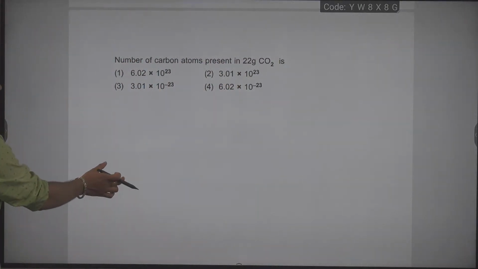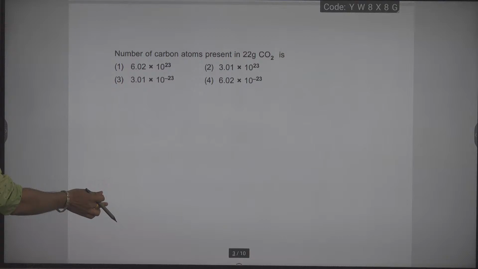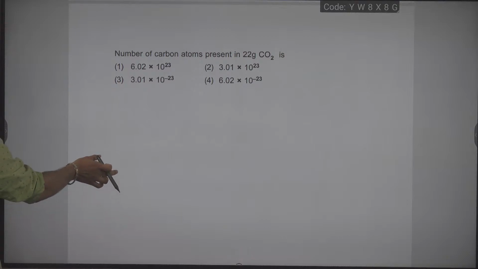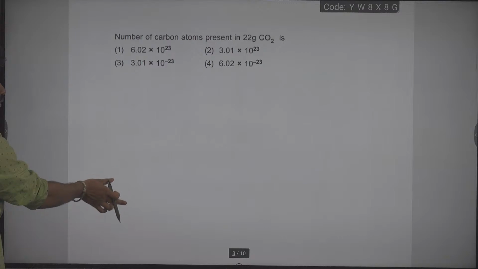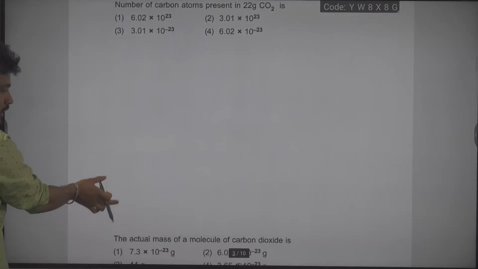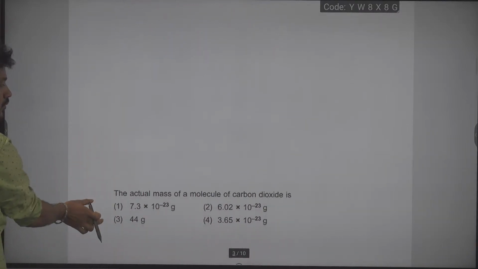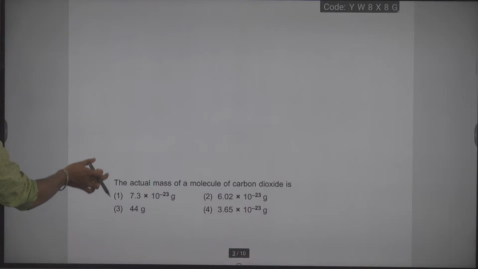Okay, now you see here. This is the first question. I hope you have noted. Number of carbon atoms present in 22 gram of CO2. That is the first question. Coming to the second question. This is the second question, guys.